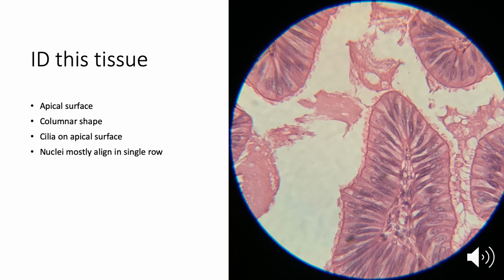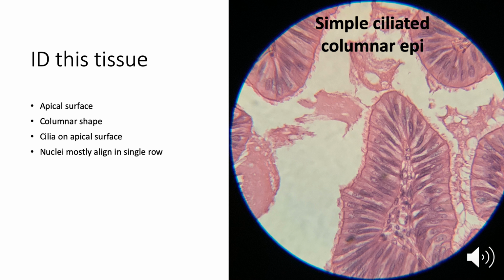If I focus in on my nuclei, here are some nuclei here. Here are some over here. In most places on this slide, those nuclei seem to be all aligned in a row. So nucleus, nucleus, nucleus, nucleus. They're fairly aligned in a row here. So it looks to me like a single row, simple, ciliated, columnar epithelium.